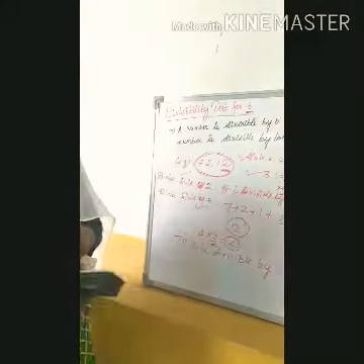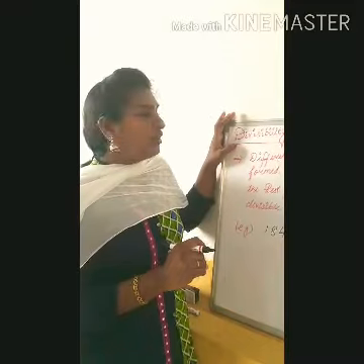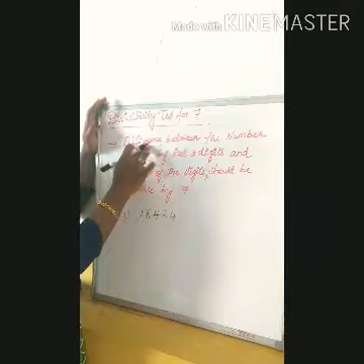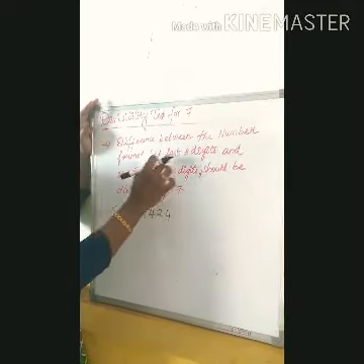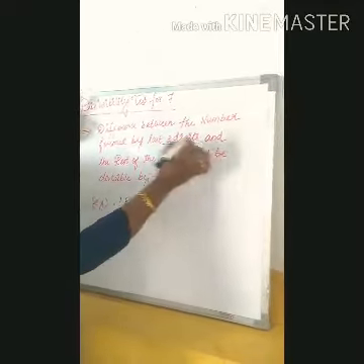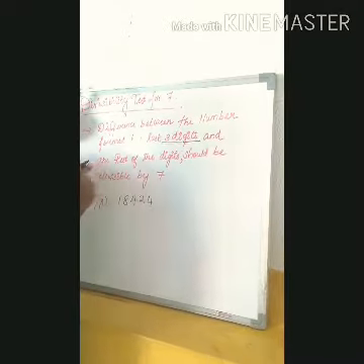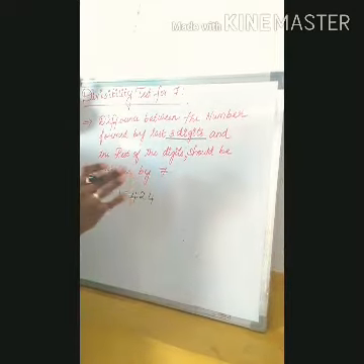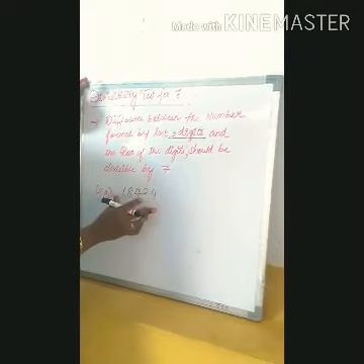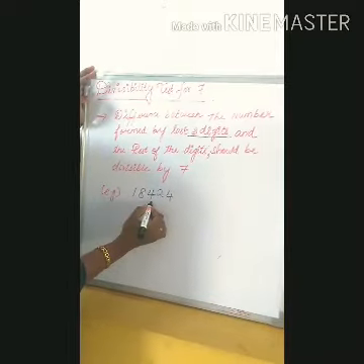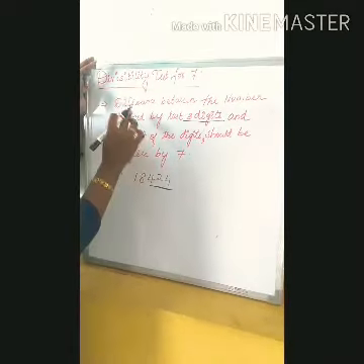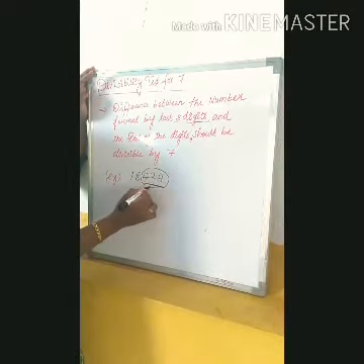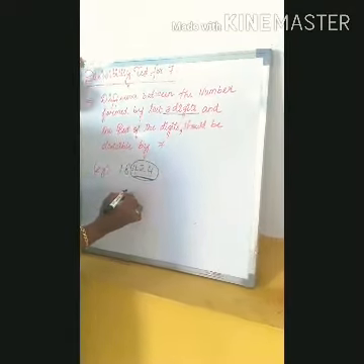Next we will see the divisibility test for 7. In the divisibility test for 7, the difference between the number formed by the last 3 digits and the rest of the digits should be divisible by 7. For example, I have taken a 5 digit number here. In this 5 digit number, the number formed by the last 3 digits here is 424.